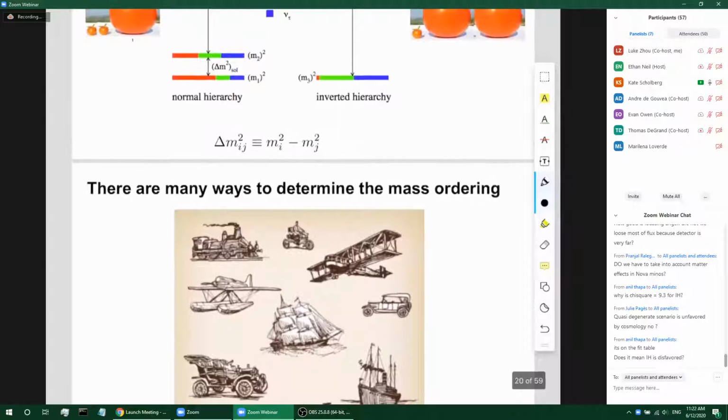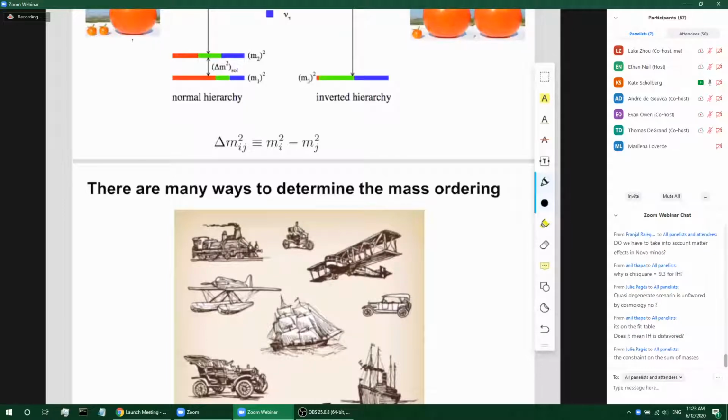And there's another question: quasi-degenerate scenarios unfavored by cosmology. I don't know if that's completely true. Maybe mildly disfavored. I think it might depend on which cosmology fit you subscribe to, but as far as I understand, it's not ruled out. Constrained on the sum of the masses. Yeah, it's not. It's on the fit table.